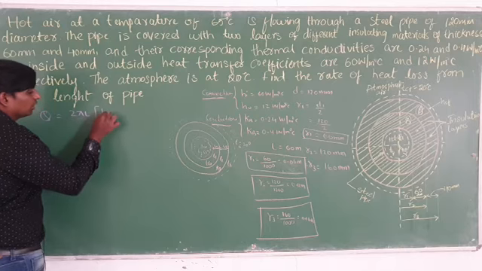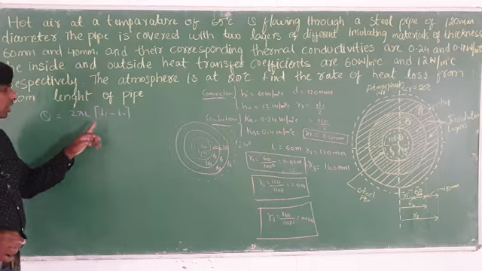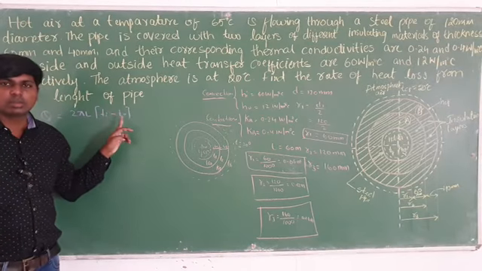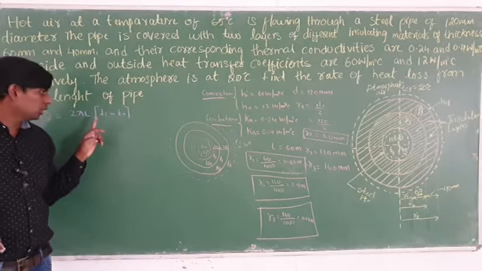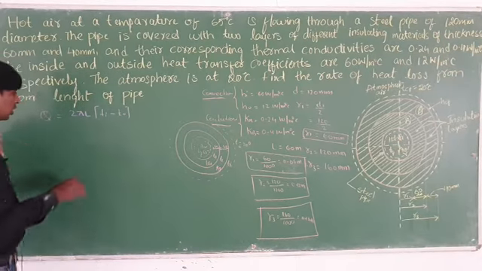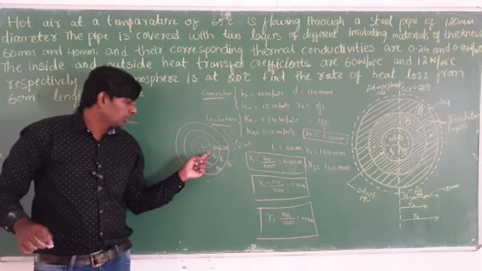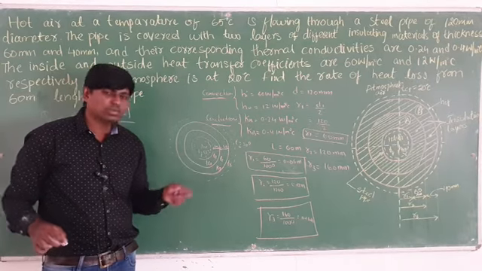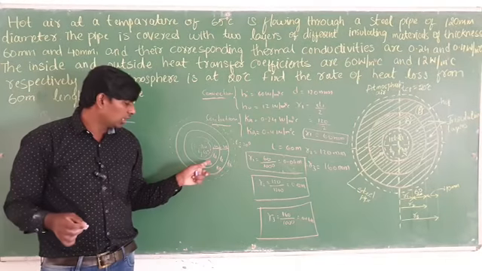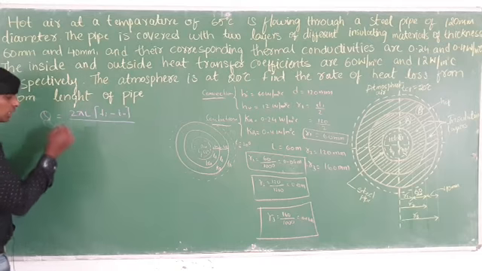Initial temperature is the internal temperature. Final temperature is the outer temperature. Now what you have to do? How many components are there? First one, second one. First we will take the conduction. How many conduction components are there? Ka and Kb. First we will target the conduction.